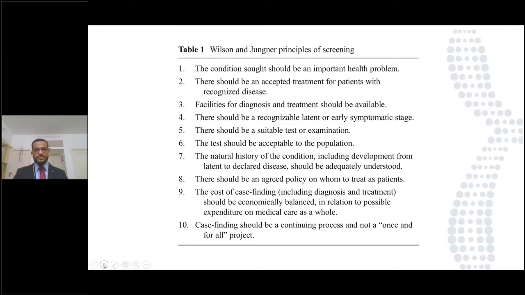There should be a suitable test which identifies this condition, and the test should be acceptable to the population. The natural history of the condition, including development from latent to declared disease, should be adequately understood. There should be an agreed policy on whom to treat as patients. The cost of case finding, including diagnosis and treatment, should be economically balanced in relation to possible expenditure on medical care as a whole. Case finding should be a continuous process, and it should not be a once and for all project. Once initiated, this program should be sustainable. That is where most public health programs in developing countries may face problems.